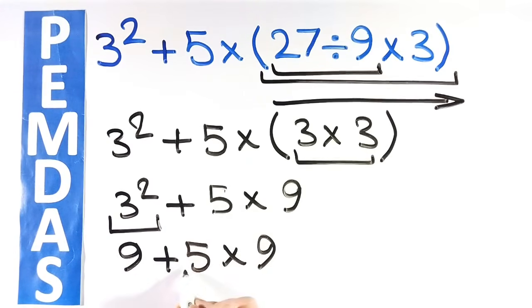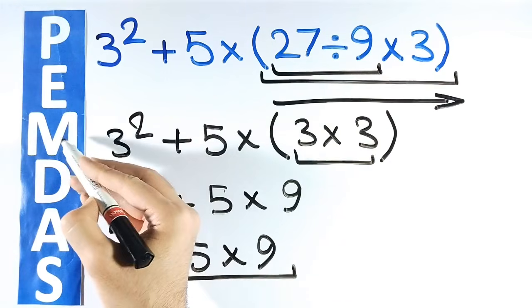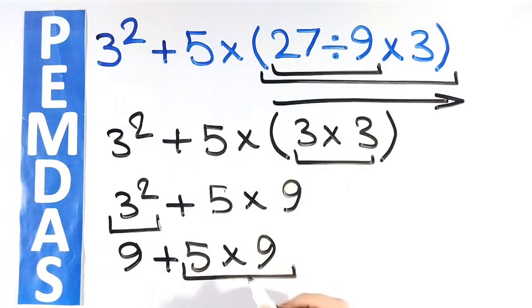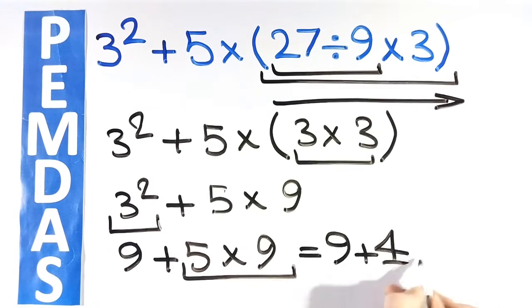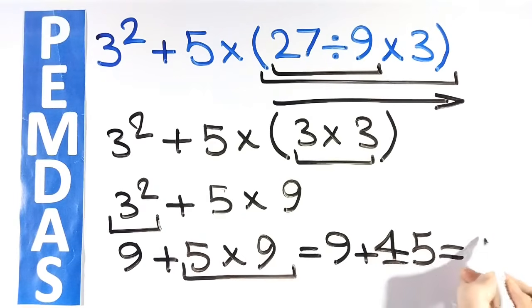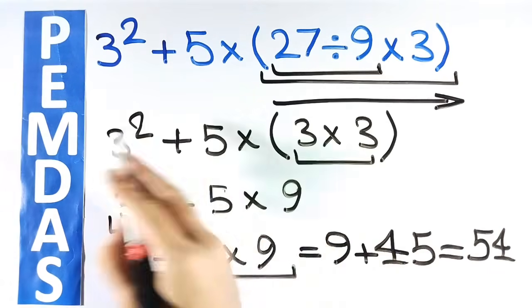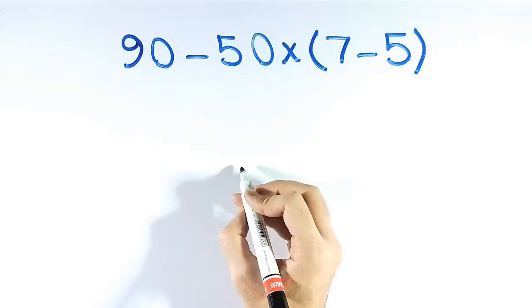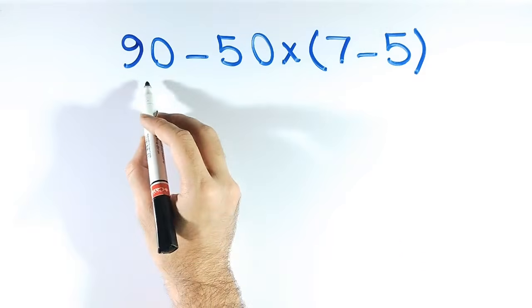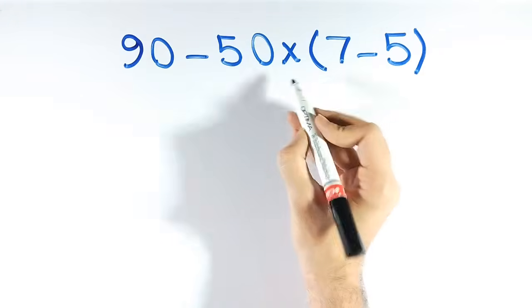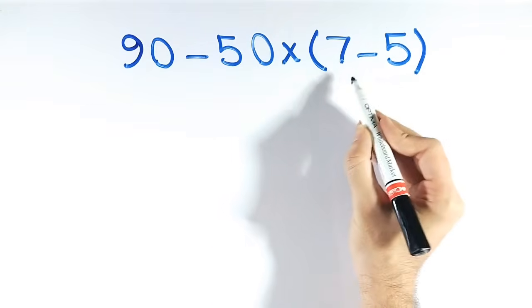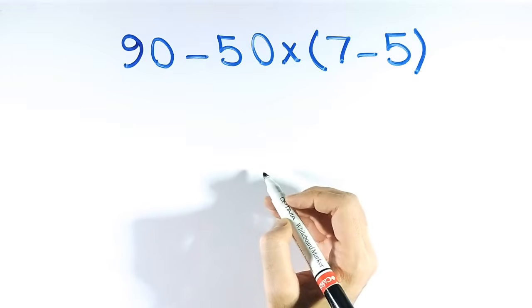And the final step, we go for the multiplication between 5 and 9 because multiplication has priority over addition. So instead of this expression, we can write 9 plus 45, which finally gives us the answer 54. Okay, now let's solve the final math question together. What is the value of the expression 90 minus 50 multiplied by open parenthesis 7 minus 5 close parenthesis?